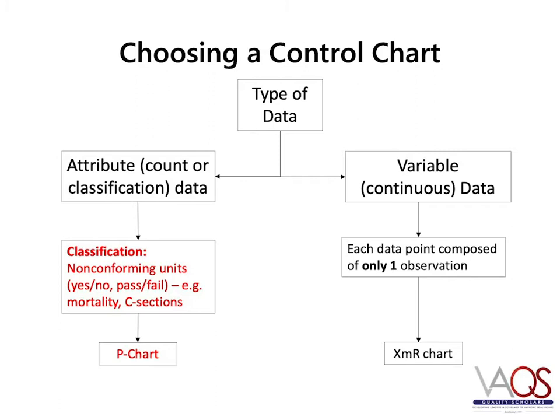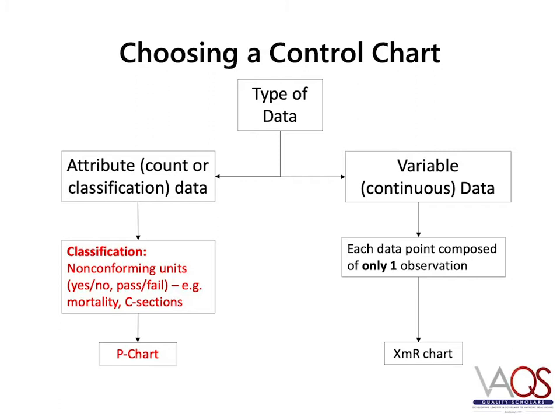P-charts are an attribute chart that can be used with classification data. You can remember the type of data included in P-charts by thinking of them as proportions or percentage charts. For P-charts, your data will have a numerator and a denominator. The denominator will be the total number of individuals in a defined population. The numerator will be the number of individuals in the defined population who can be classified into one of two categories. For statistical process control, this is known as classifying non-conforming units.